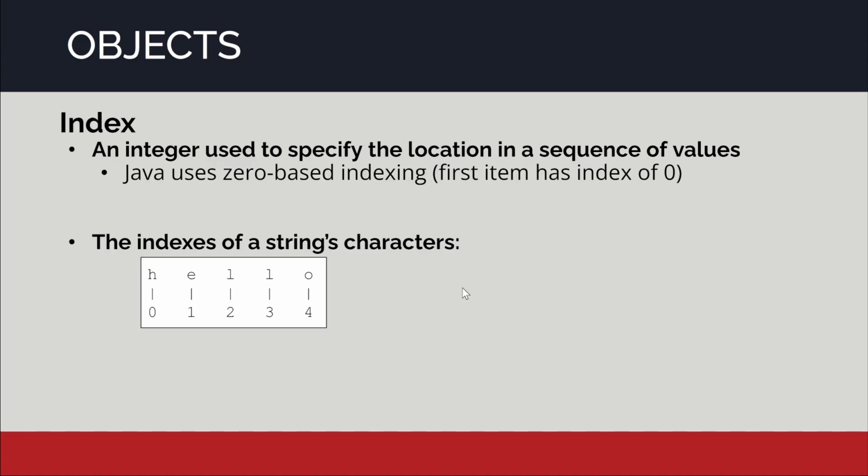But Java uses zero-based indexing because things that came before it also used zero-based indexing. That means the first item has an index of 0, and then it counts up from there. So looking at this hello string right here, the first letter H has an index of 0. E is 1. The first L is 2. The second L is 3. And then the O is 4. This is something that you'll just get used to over time.